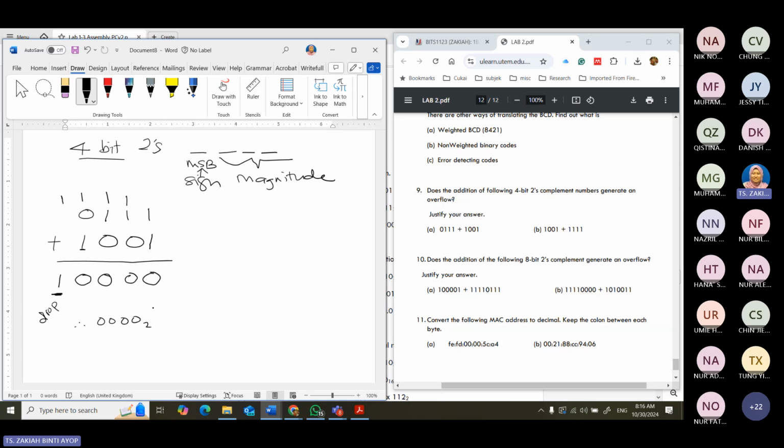Now you need to check if it's overflow or not. To check that, you need to calculate it using decimal first. So you convert the first number to a decimal, and the second number also to a decimal. The first is straightforward because it is a positive number, so positive 7. But now this one is 1001, which is 2's complement, so you need to convert it first.